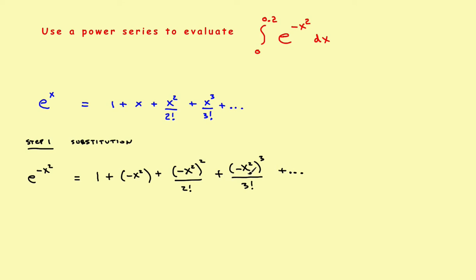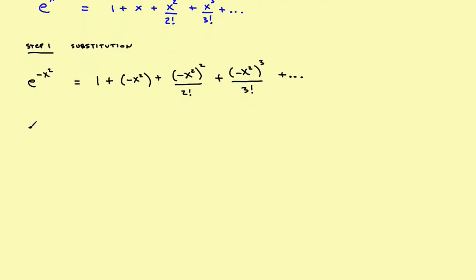So this is just going to be substitution. Now we'll go ahead and expand that out. So this is going to be e to the negative x squared. And this one would become 1. Then this one would be the negative of x squared. Then on this one, when you square this, this will turn into a positive x to the 4th. So this would be plus x to the 4th divided by 2 factorial.